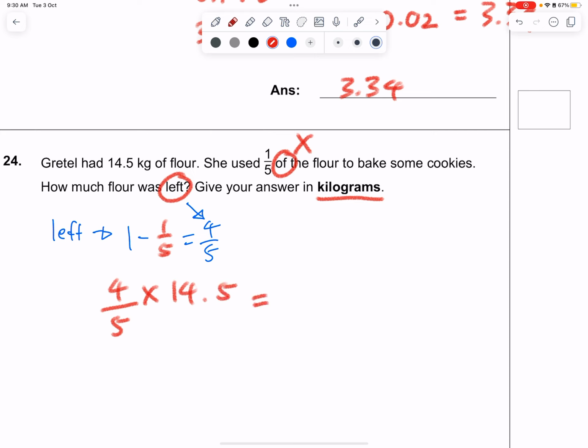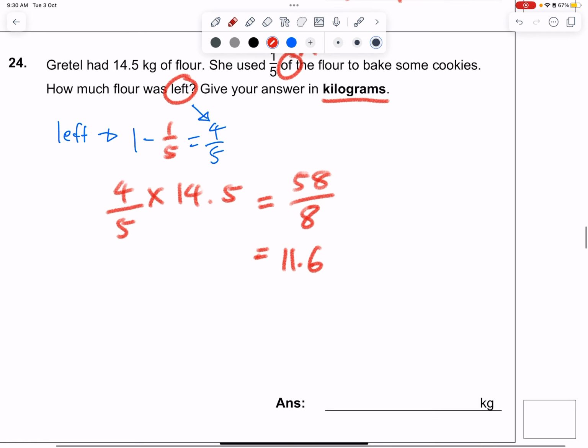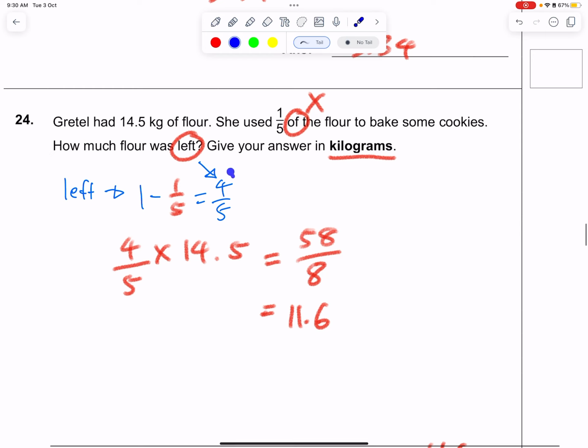You will get 58 over 8. Simplify this, answer 11.6. Make sure that you have your correct units there, 11.6 kg. And that's how you do it. So the important part here is take note, they want what was left. So you must find out what is the fraction that is left.